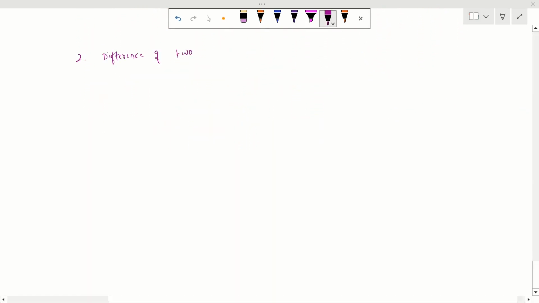Now we are going to discuss the difference of two complex numbers. I will write here Cn, which means complex numbers. You just remember that.